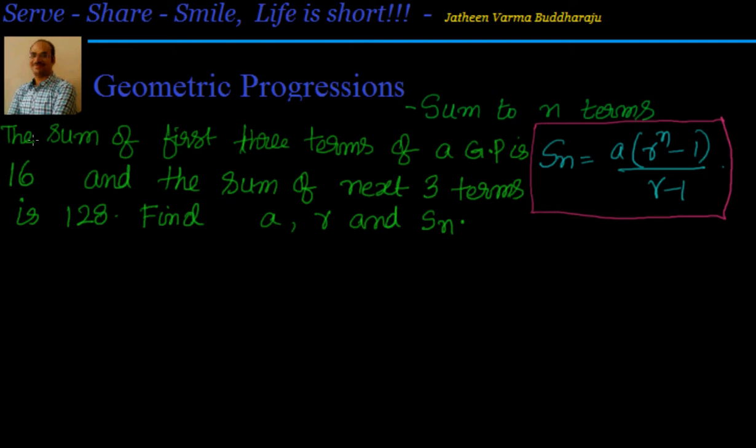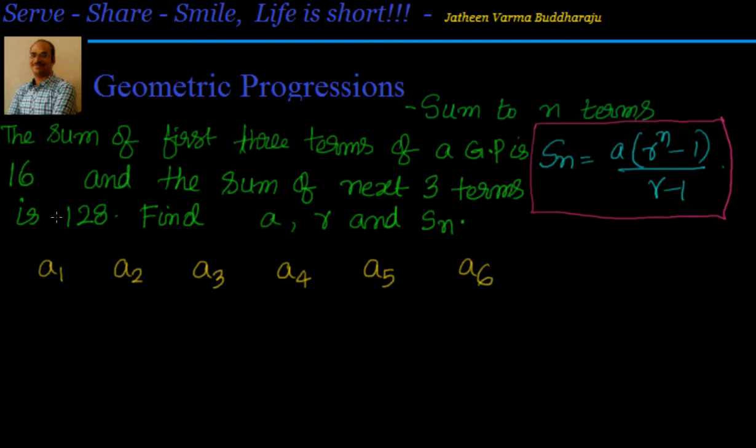We can do this in two ways. I will show you both the ways. First let us do it using the Sn formula. Now let the terms be the first three terms and again we have three more terms, right? So I'll write them as A1, A2, A3, A4, A5 and A6. These are the six terms I have.